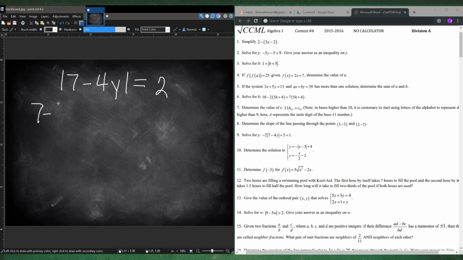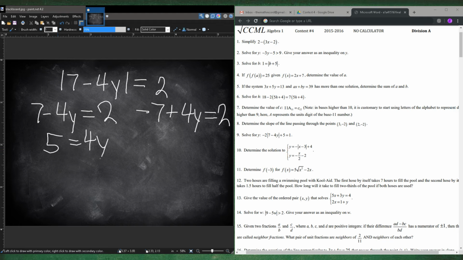So we have 7 minus 4y. If it's positive, then just leave it as positive, equal to 2. And if this 7 minus 4y is negative, just multiply by -1. So -7 plus 4y is equal to 2. So we have 5 is equal to 4y, so y is equal to 5 over 4. Or we have 4y is equal to 9, so y is equal to 9 over 4. So our answer is just 5 over 4 and 9 over 4.